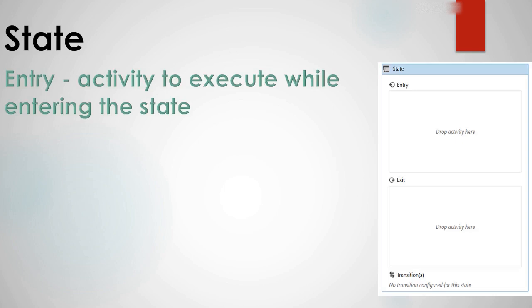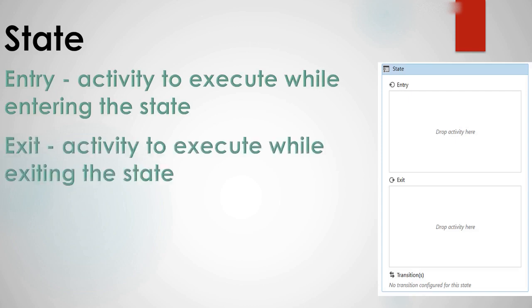So in the state, the first option is entry. Entry contains the activities which we wish to execute while entering the state. And after that we have exit. Exit contains the activities which we wish to execute while exiting the state. We'll look into the transition in a few minutes. Let's first focus on entry and exit.